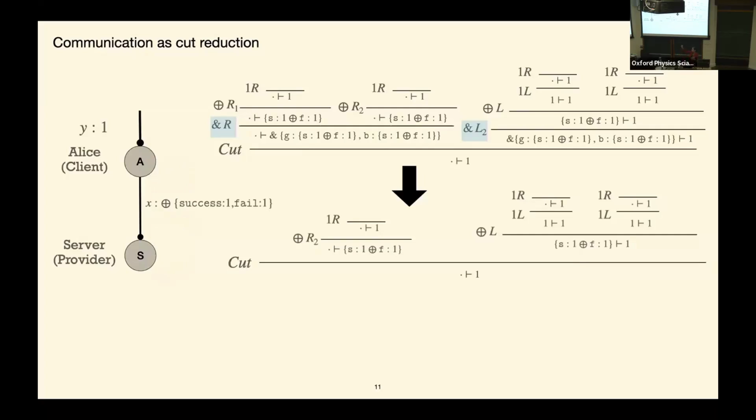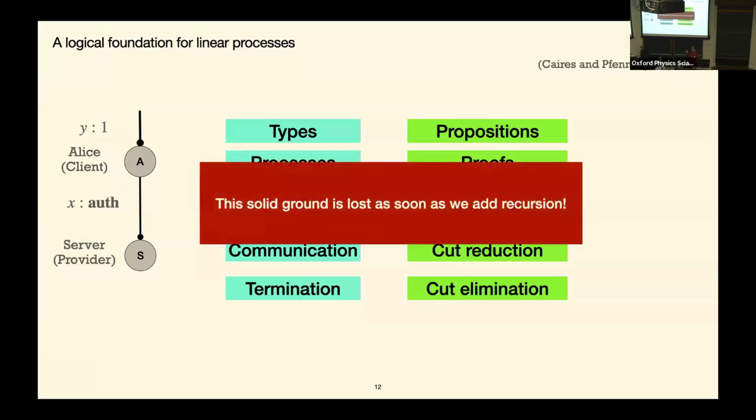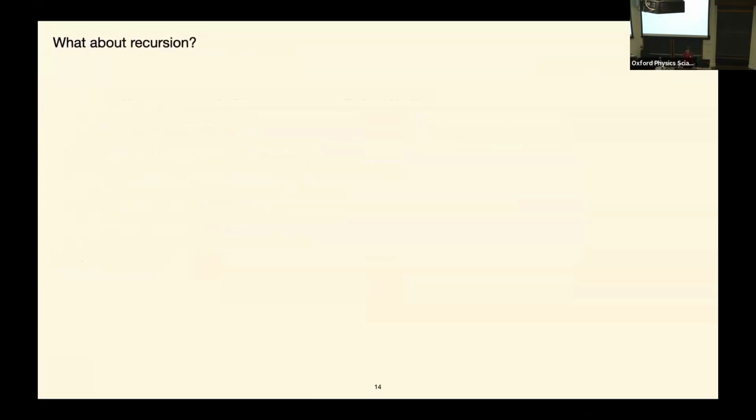Good, and you can see that the protocol that we evolved to after this step exactly corresponds to the cut formula after cut reduction. Okay, so we introduced the basics of the Curry-Howard correspondence. Types are propositions, processes are proofs, a binary channel is the cut rule, communication is cut reduction, and because we have cut elimination, it basically means that all of these communications can be done, and we have termination. But as I said, this solid ground is lost as soon as we add recursion. And next, I want to show what it is about recursion that makes this bad. So I want to get back to this Alice server example, but now I want to make it more interesting.